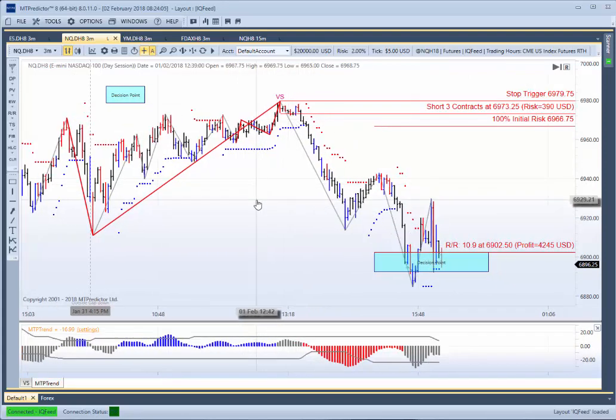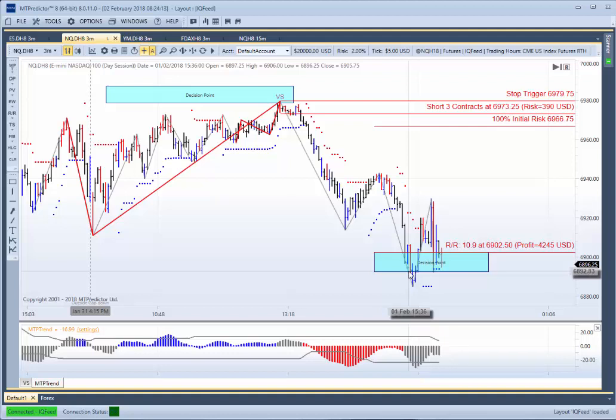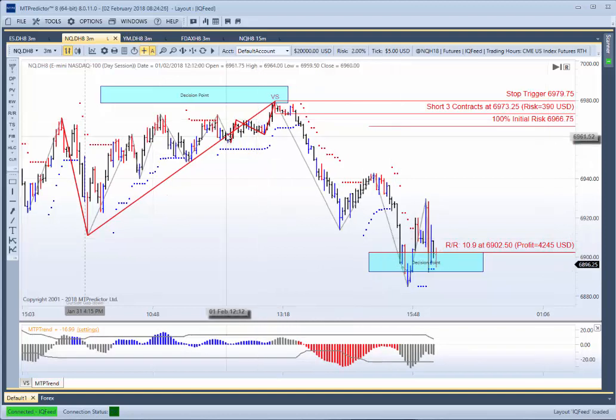So a good example of our VS or volume spike setup in MTPredictor yesterday on the NQ, which as you can see, we did have one losing trade later in the day, but the first one was an absolutely brilliant trade that caught the very bar of the high of the day and returned an almost 11R profit as the market declined sharply throughout the afternoon. So a great example of the MTPredictor VS setup unfolding yesterday on the 3-minute NQ.